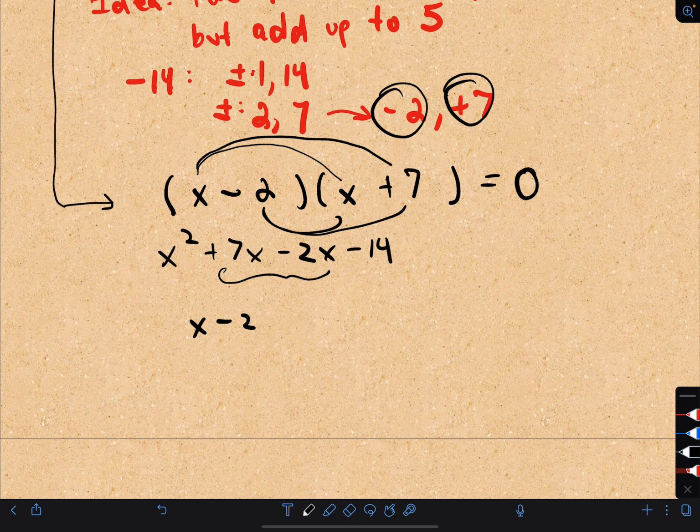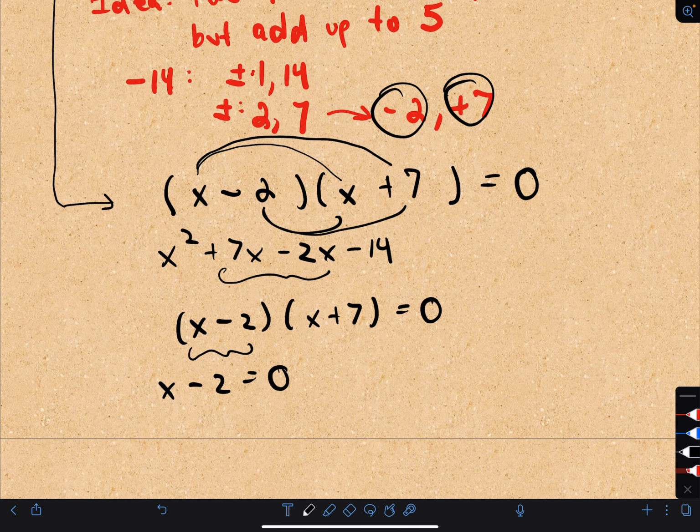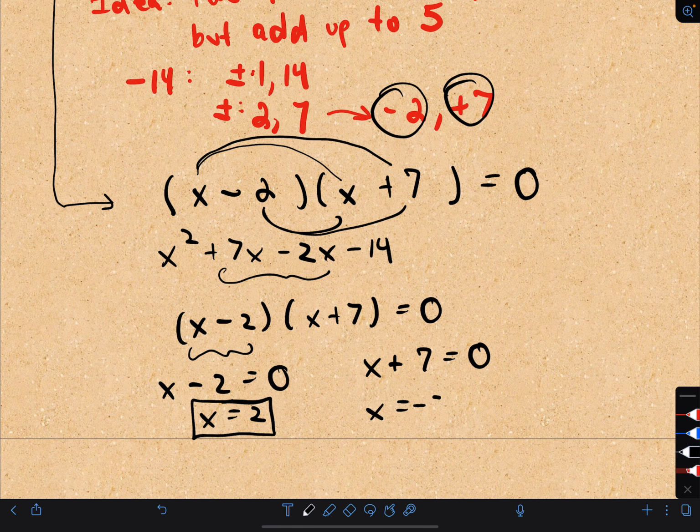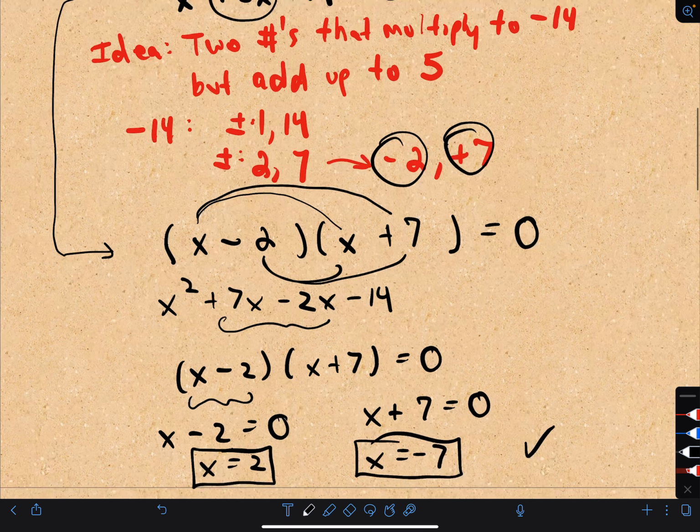So we have x minus 2 multiplied by x plus 7 equals 0. What we do at this point, once we have it factored, is we just take each of these factors and we set it equal to 0. So I've got x minus 2 equals 0, x plus 7 equals 0, and then we just solve each of these respective equations. So for the first equation here, I could simply add 2 to both sides, and that would give me x equals 2 as one of my solutions. And then for the second equation, I would simply subtract 7 from both sides and get x equals negative 7. And now we found the two solutions to that quadratic equation.